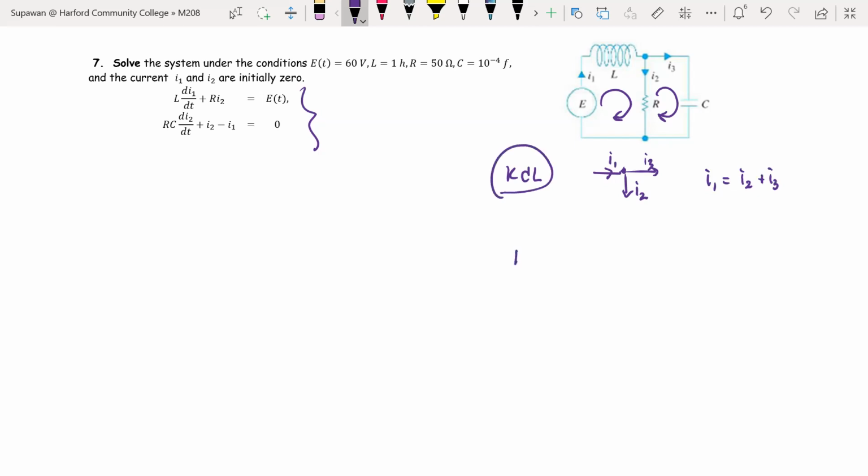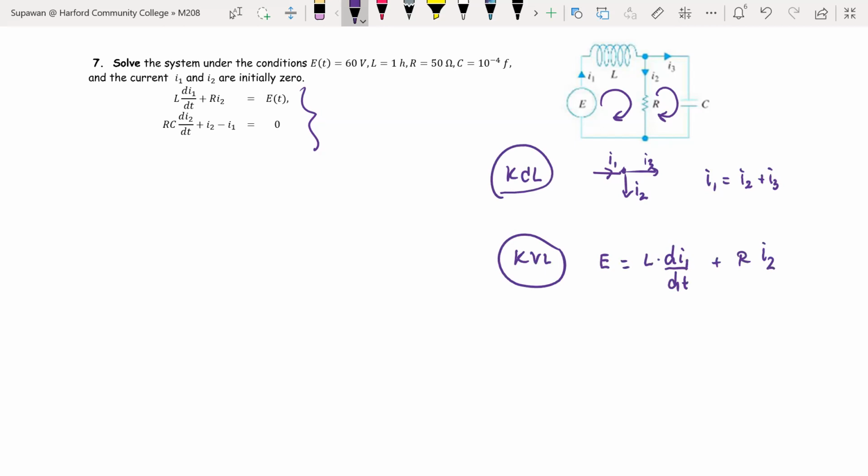And with the Kirchhoff voltage law, for loop 1, the source of voltage E equals I1 going through the coil or the inductor. So we have L multiplied by the rate of change of I1 with respect to time. As it goes along, the I2 goes through the resistor, so plus R multiplied by I2. This is for loop 1.